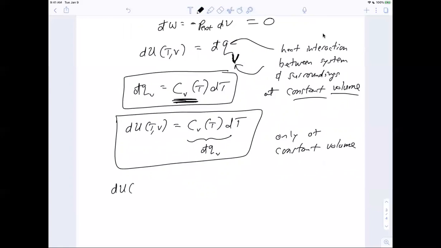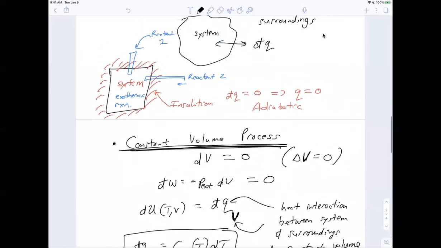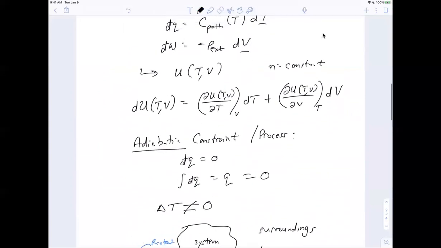So we know that dU of T and V, which we just wrote up here, is the sum of two partial derivative terms. Since volume is constant in this process, the second term is going to be annihilated. dV is zero. So we're only left with the first term. And that first term is the partial of U with respect to temperature at constant volume times dT. And that's nice. We have this partial derivative at constant volume. That's exactly what we stipulated for the process.